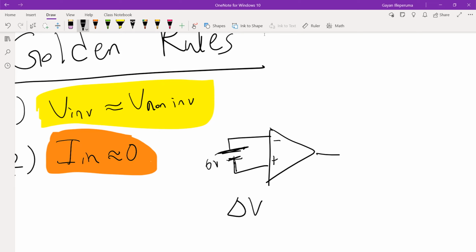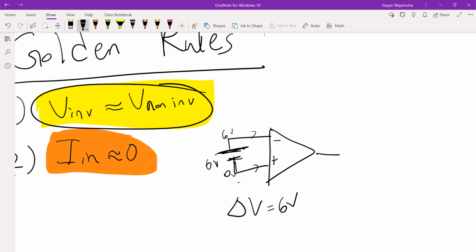Think about it. 6 volt. Sorry? 6 volts. If there's no current going into it, this will have 6 volts here, this will have 0 volts, assuming this is referenced to ground. So the delta V will be 6 volts. Then what happened to this one?